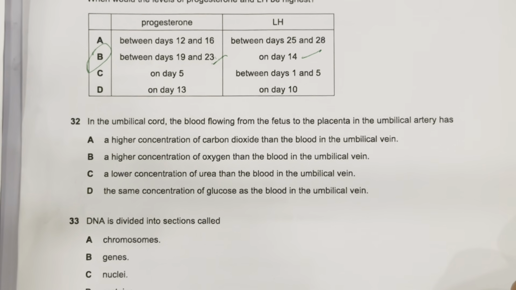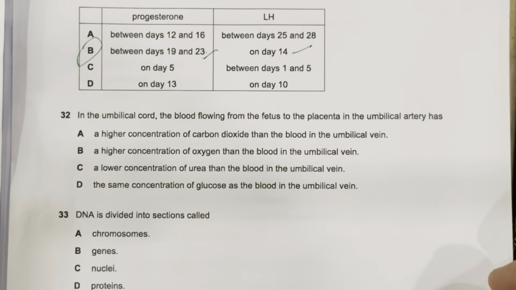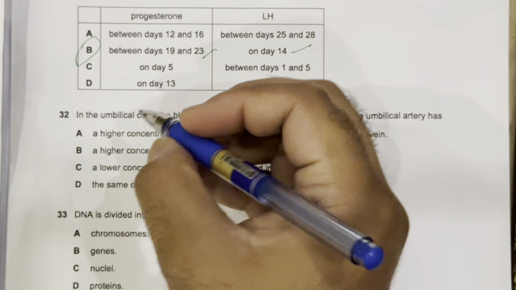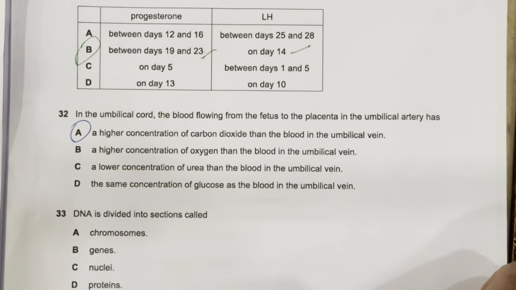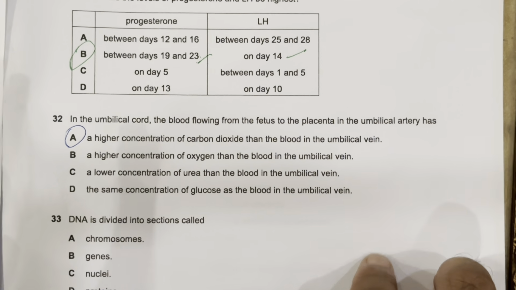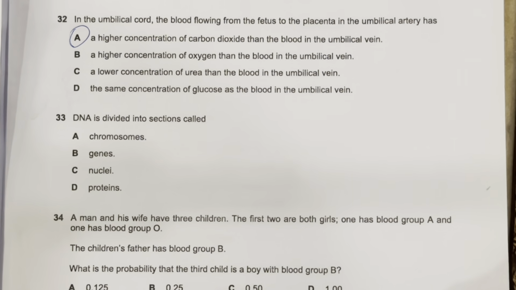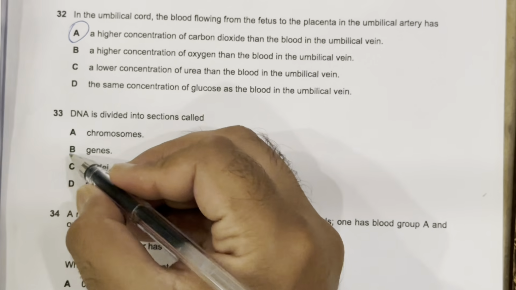Moving to 32. In the umbilical cord, the blood flowing from the fetus to the placenta in the umbilical artery has, option A, a higher concentration of carbon dioxide than the blood in the umbilical vein. Yes, this is the reason. This is the information you must memorize because it has the high concentration. And moving to question number 33. DNA is divided into sections called chromosomes, genes, nuclei, and proteins. You know that the answer is genes. DNA is divided into genes.